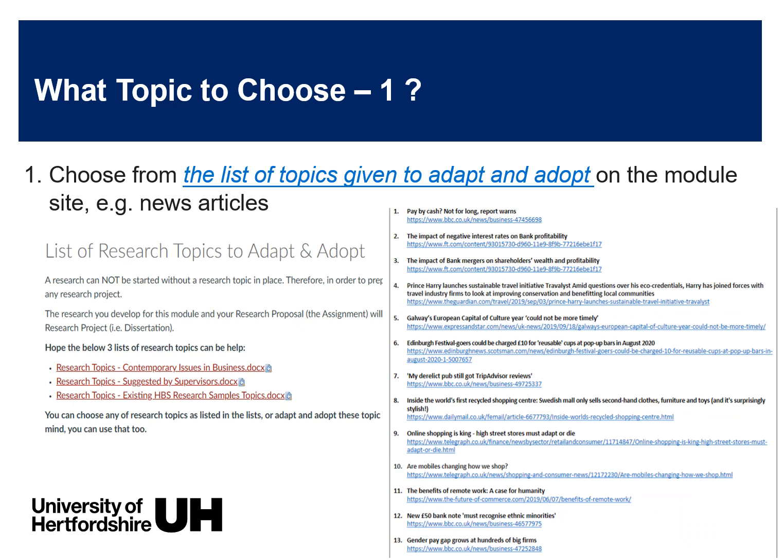Just take an example of the list of topics on contemporary issues in business. As you can see, there is a list of topics which are quite topical, so they mostly appear in news articles. So for example, cashless society, pay by cash or pay by card nowadays. Yeah? And then remote work, especially under COVID-19.